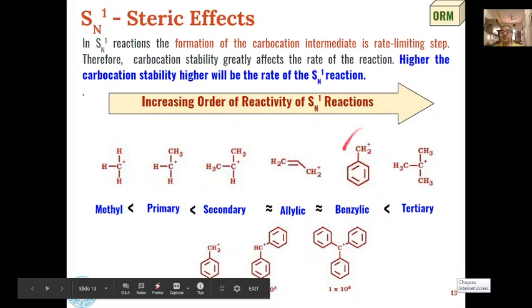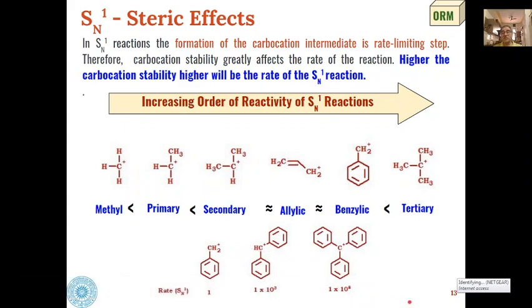Then among the benzylics, if we increase the number of benzene rings on the carbocation, and we know that this is a benzylic carbocation, as the number of benzene rings increases, the number of resonating structures also increases, and higher the resonance effect, higher will be the rate of reaction, because this carbocation is much more stable than this.